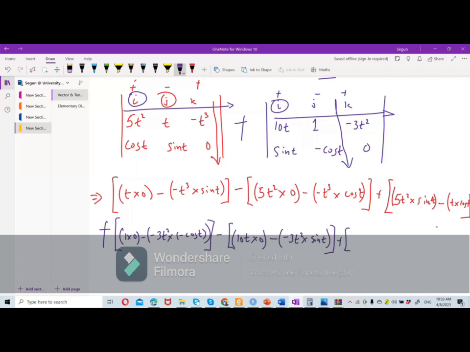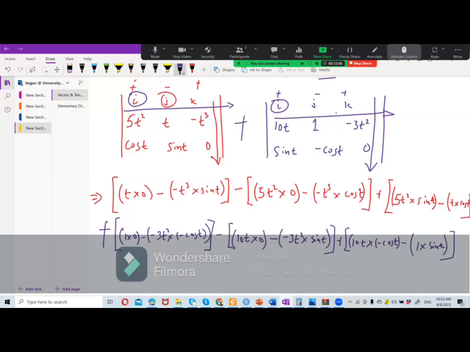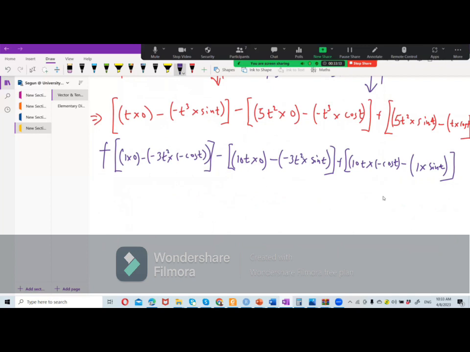plus, we are dealing with k now. We cancel this one parallelized. So we remain what? 10t multiplied by negative cos t minus 1 multiplied by sine t. Any question? So we can now analyze it one after the other. You have to be careful in this case.